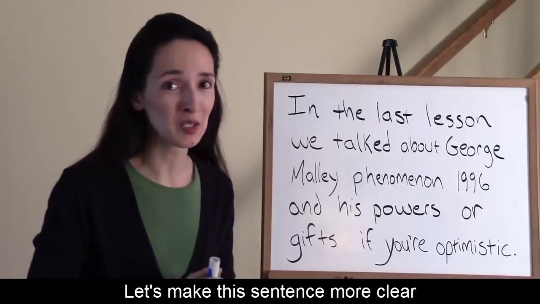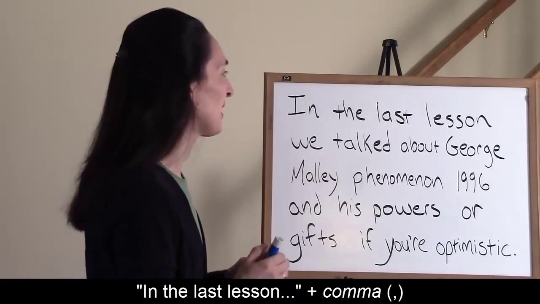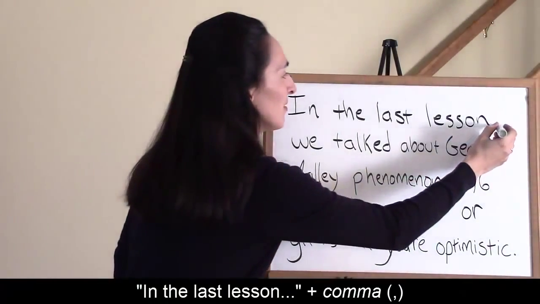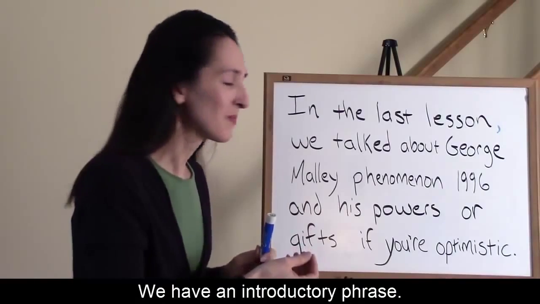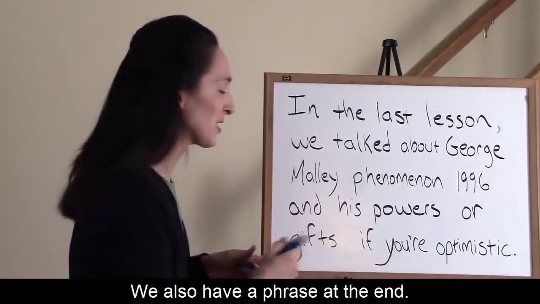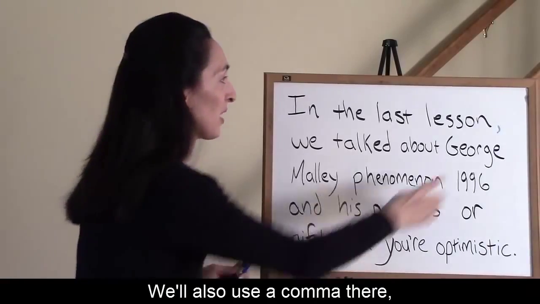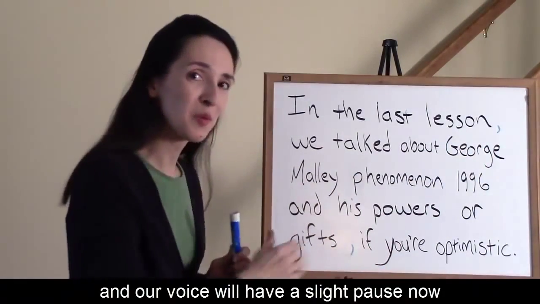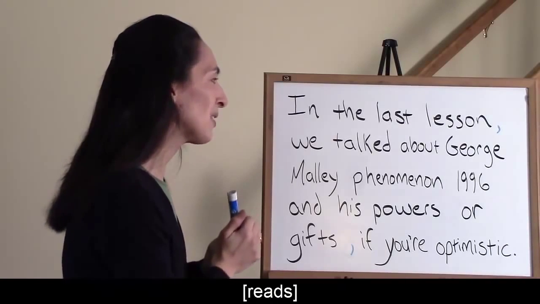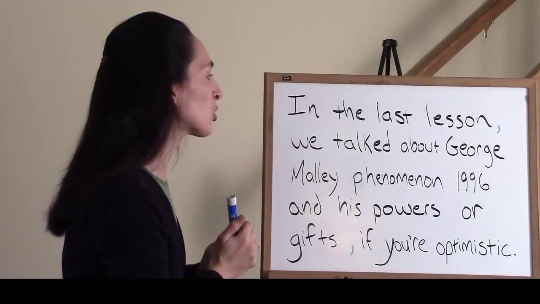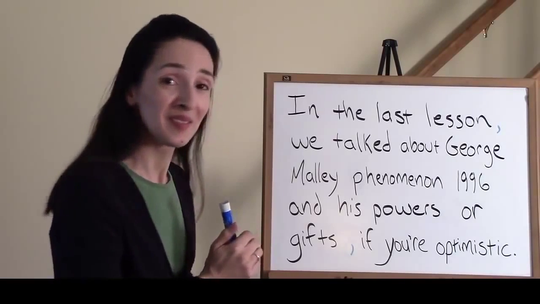Let's make this sentence more clear by adding in some punctuation. In the last lesson, comma, we have an introductory phrase. We also have a phrase at the end. We'll also use a comma there, and our voice will have a slight pause now when we read those parts of the sentence. In the last lesson, we talked about George Malley, Phenomenon, 1996.